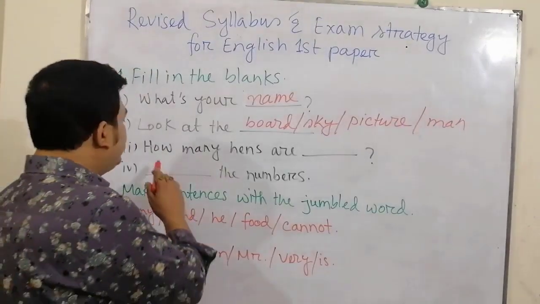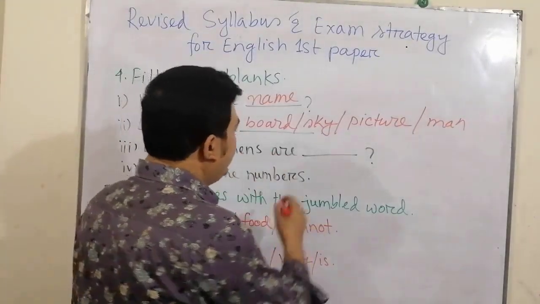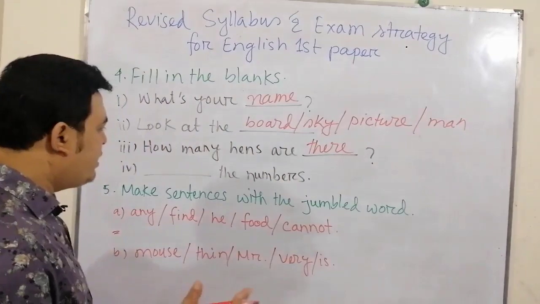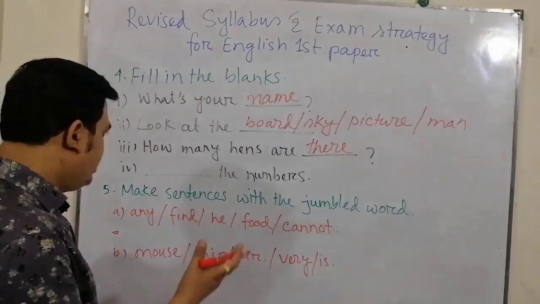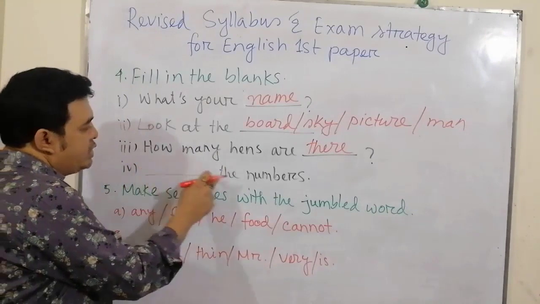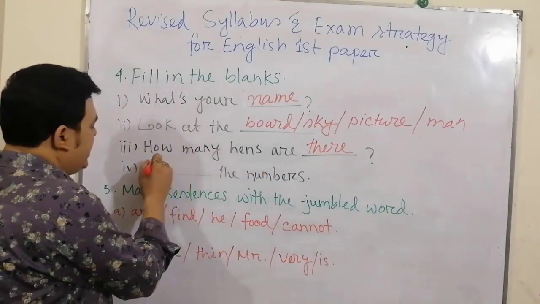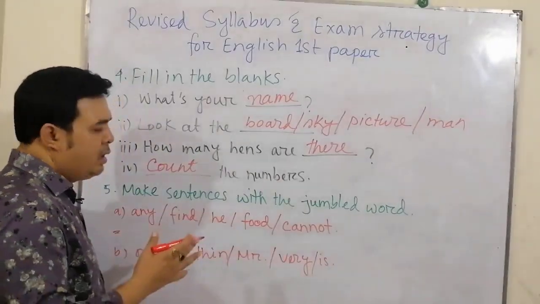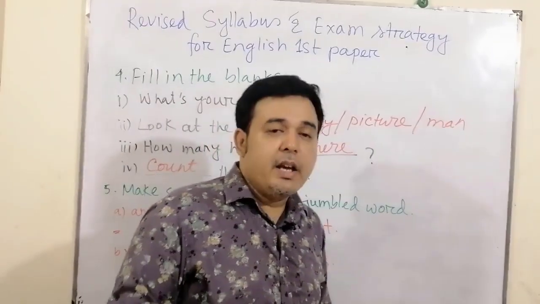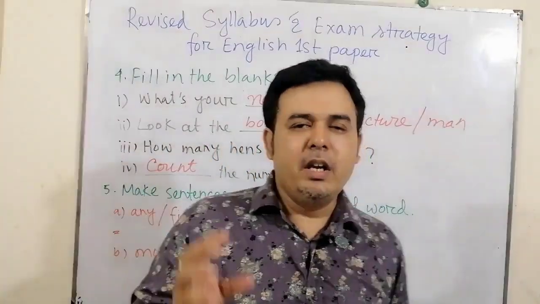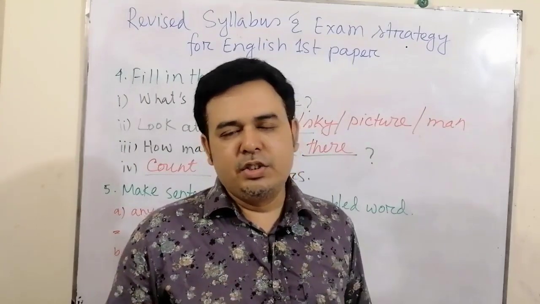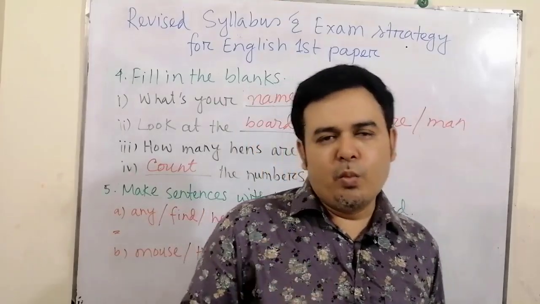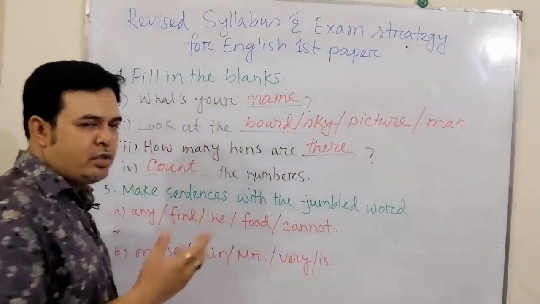The next one: "How many hens are dash?" You have to write "there": "How many hens are there?" There is no other alternative here. Number 4: "Dash the number." What can be the possible answer? "Count the numbers." Hope you understand that some fill in the blanks are fixed and you can't change the words, but in some cases you have lots of options.